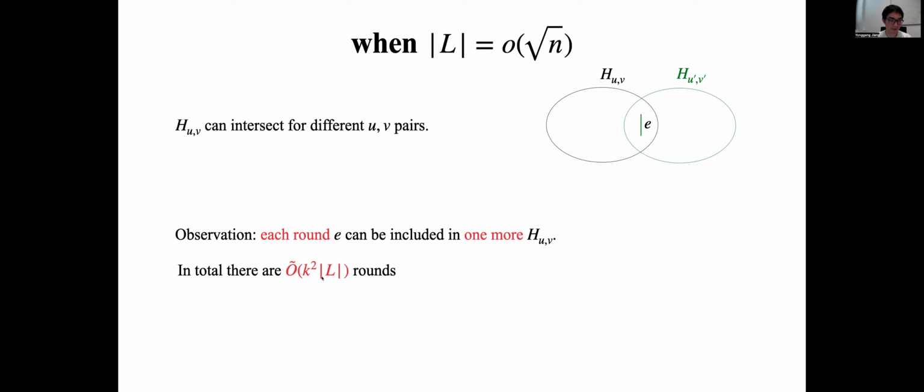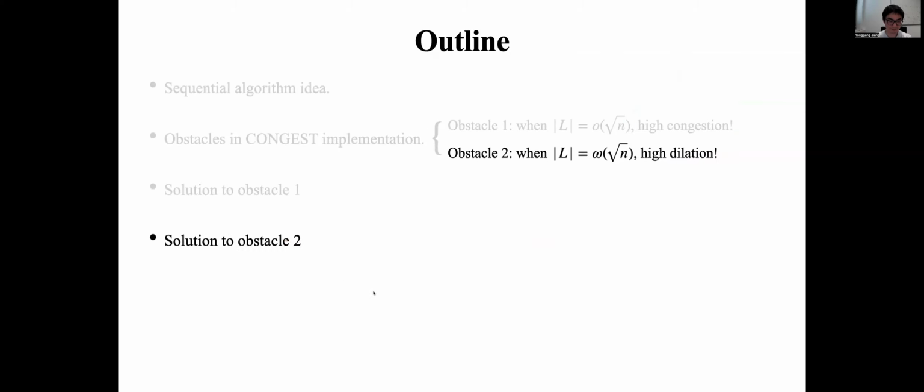And in total, there are k squared times L rounds, because we want to do k times of DFS, where each DFS runs for k times L rounds. So basically, we know H_UV has the congestion k squared times L.